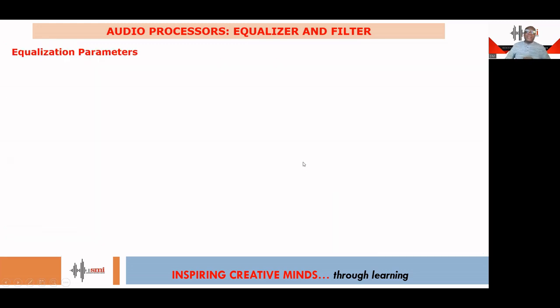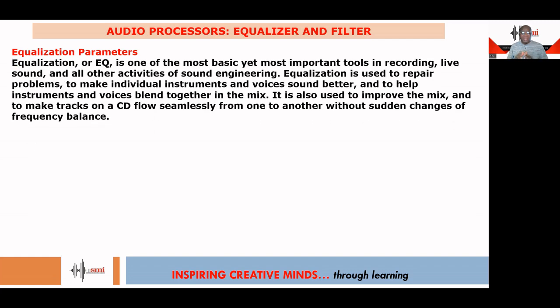Now let us look at the parameters of equalizers. What are the major parameters of an equalizer? Number one, the equalizer or EQ is one of the most basic yet important tools in recording live sound and all other activities of sound engineering. Equalization is used to repair problems, to make individual instruments and voices sound better. So that is what we call the output equals the input. That's what we call equalization.